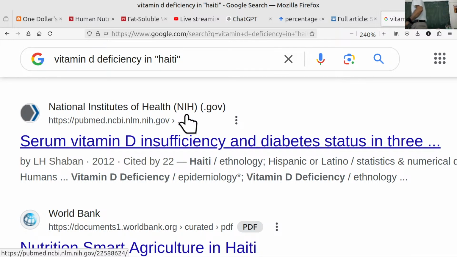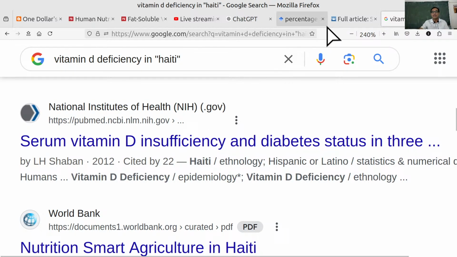NIH is established from the US. Researchers worldwide, especially the biology group, love this database, because NIH, the National Institutes of Health, has information you can find from here. Most are reliable. And another way, let me show you.